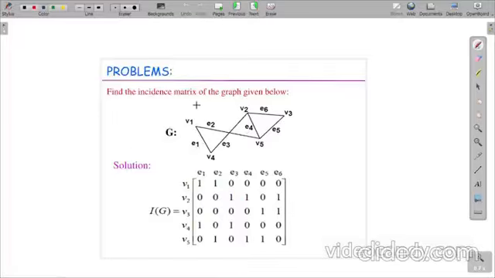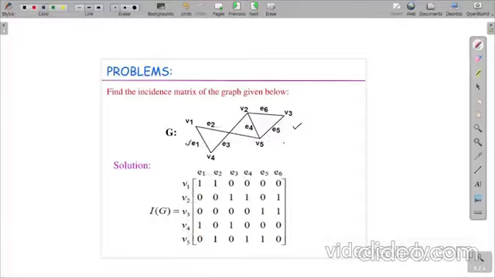Next, find the incidence matrix of the graph given below. This is the graph. We have to find the incidence matrix. So here we are writing all the vertices row-wise and all the edges column-wise. In this graph, we can see 5 vertices. We are writing these 5 vertices row-wise: V1, V2, V3, V4, V5. All edges E1, E2, E3, E4, E5, E6 column-wise.